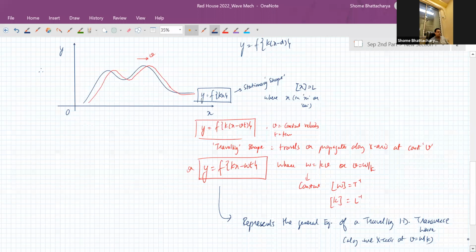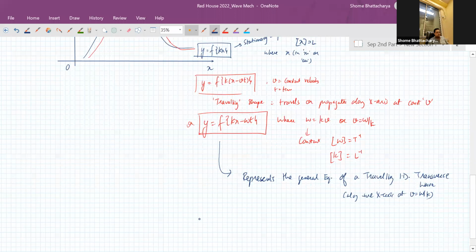But likewise, if we have a function like this, y is equal to f of (kx plus omega t), then this also represents a traveling wave, but this is traveling along the negative x-axis. That is the only difference. Okay, but at uniform speed v equal to omega by k.